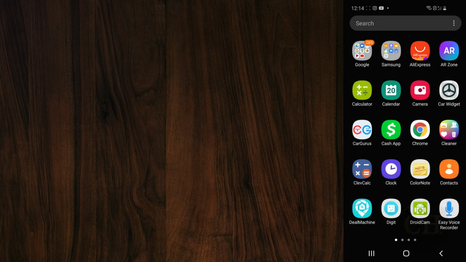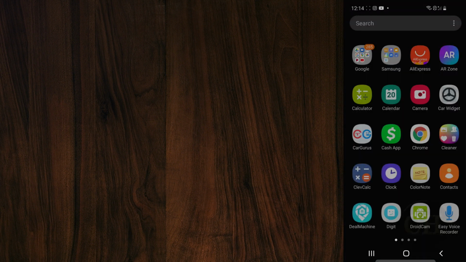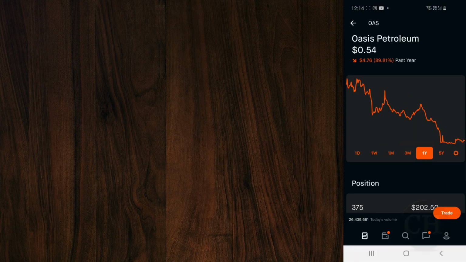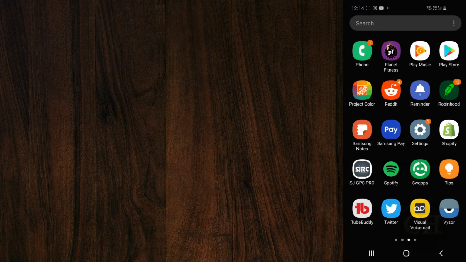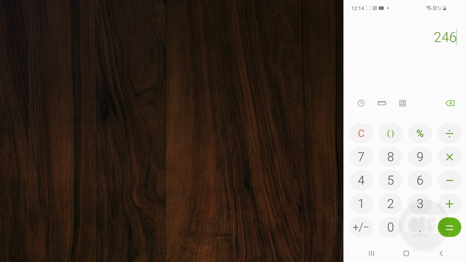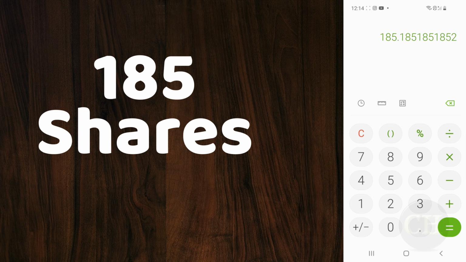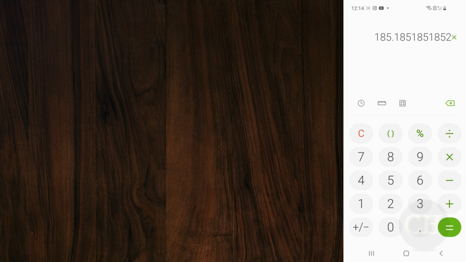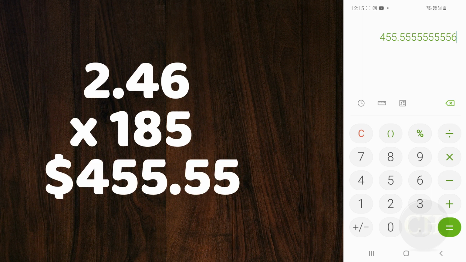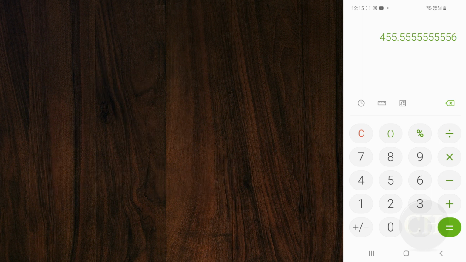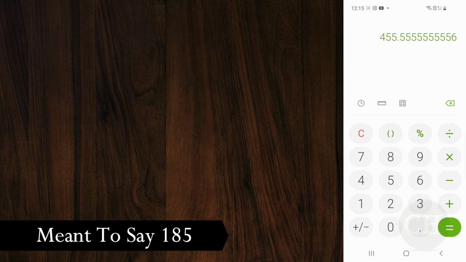Okay, so let's do our simple math once again. Didn't mean to go there. I'm about to go back to our app. Let's divide. Actually, no, I was in the right place. It was in my calculator. Let's divide $100 by 0.54. You can afford to purchase 185 shares. Okay, 185 shares times 2.46, which was how much it went up, is $455. So you will make $455 if you buy 185 shares at 54 cents.